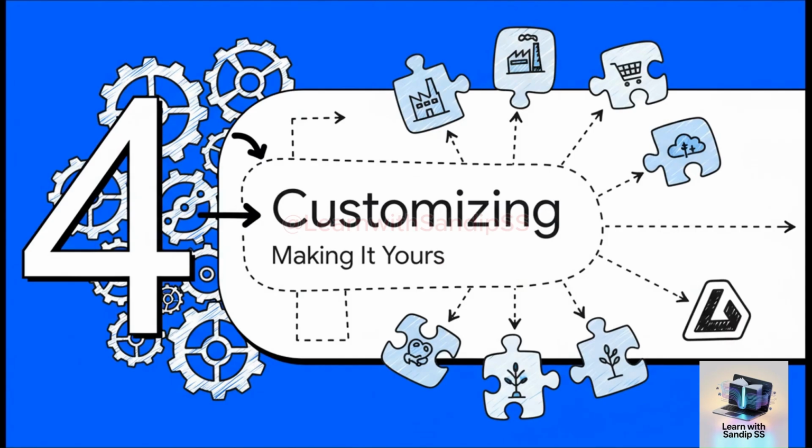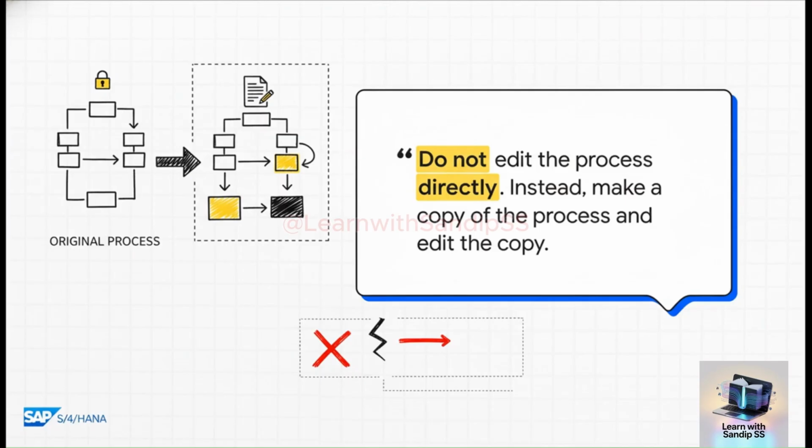All right, now for the question everybody asks. SAP's processes are great, but hey, every company is unique, right? So how do you adapt these standard blueprints to fit your specific business needs? Okay, this next part is the single most important rule of customizing. If you forget everything else, remember this. We're going to call it the golden rule. Always, always make a copy of a standard process before you start changing it. Never ever edit the original.